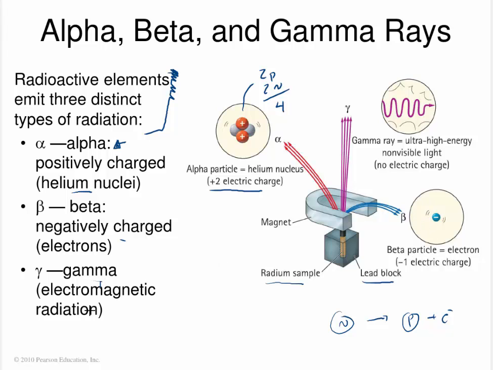Gamma emission is the easiest. It's just electromagnetic radiation. If we were to put a magnet, say a north and a south right here, well, a beta particle is going to have a negative charge. It may bend this way. An alpha particle would have a positive 2 charge. It's going to bend that way, and gamma radiation would not be affected.